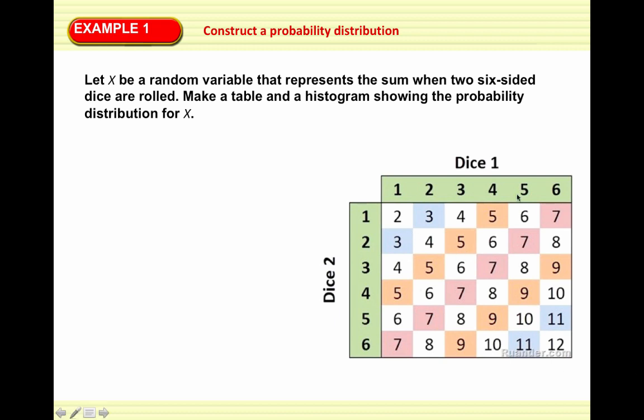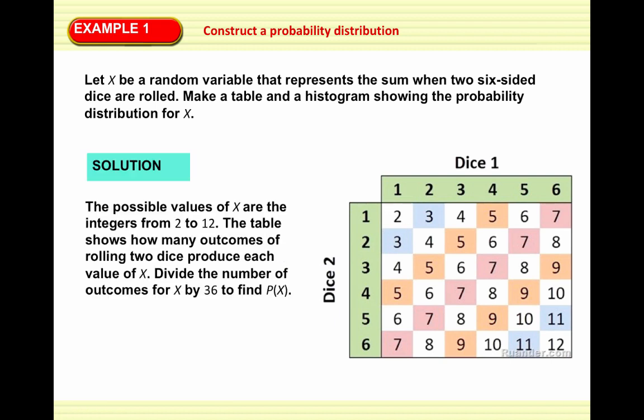Okay, so we have our sample space here. We've got the outcome for die number 1 and die number 2. So if you look at the way it's arranged, 1 plus 1 is 2, 2 plus 1 is 3, 2 plus 2 is 4, 2 plus 3 is 5, and so on. Okay, so we will use that to help us. The possible values of x are integers from 2 to 12. The table shows how many outcomes of rolling two dice produce each value of x. So then we'll divide the number of outcomes for x by 36 to find the probability of any given value of x.